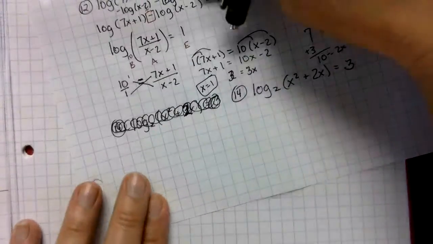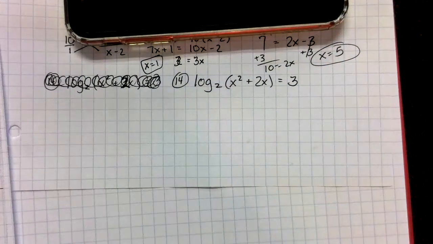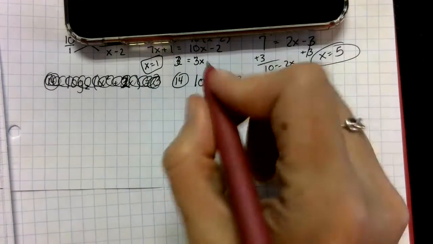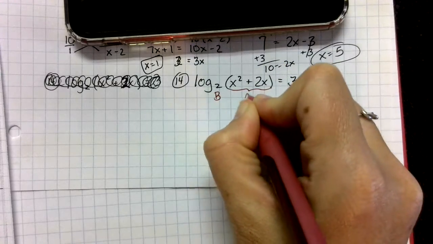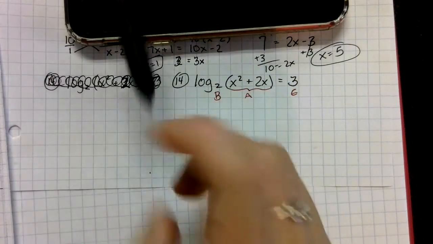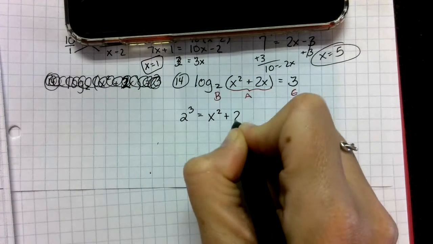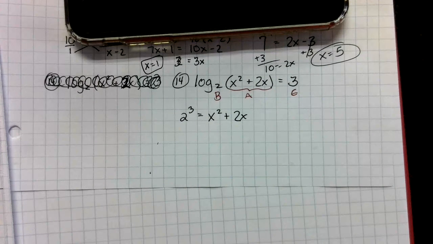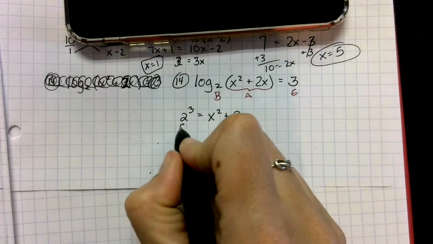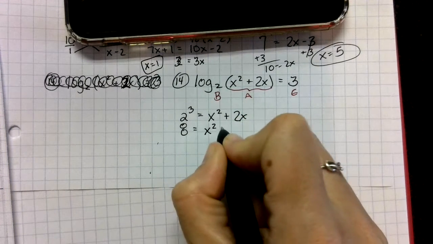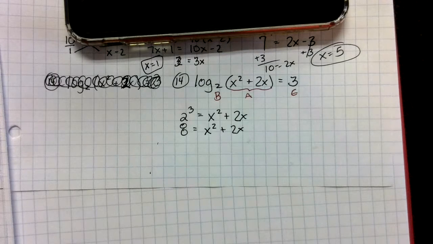Okay, so the last one, this one's a bit tougher, but I wouldn't be too terribly surprised to see something like this on an ACT, so I wanted to throw this one out here. So this one is already in the right form to use base, answer, exponent. So this is base, this is your answer, this is your exponent. So what I have is 2 to the power of 3 equals x squared plus 2x. So now the whole point here is you have to recognize that this is a quadratic equation. 2 to the power of 3 is 8. So I have 8 equals x squared plus 2x.